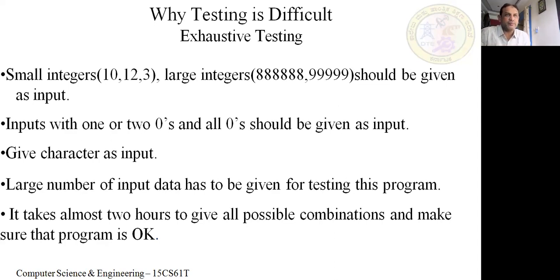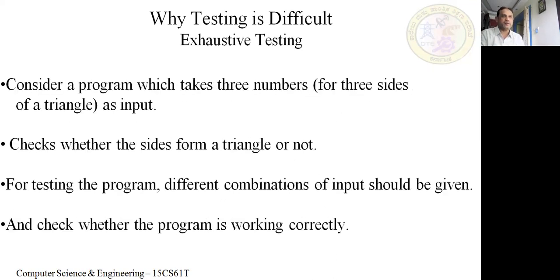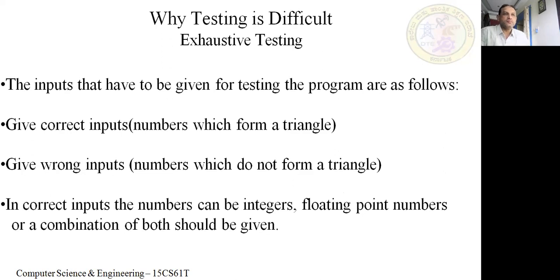Can somebody tell me, for this small program to test by entering the three sides of a triangle, how many types of values you should give? Can you tell me somebody? Which are the values you need to give, as you discussed here? Which are the types of values for the triangle you should give?